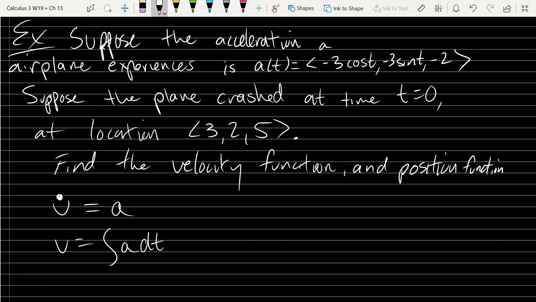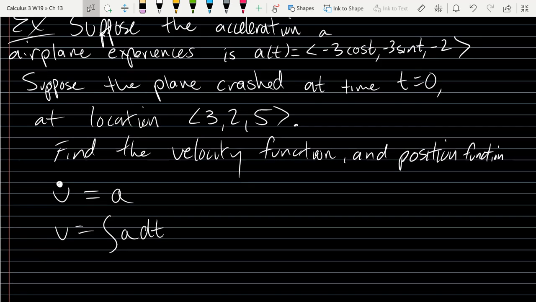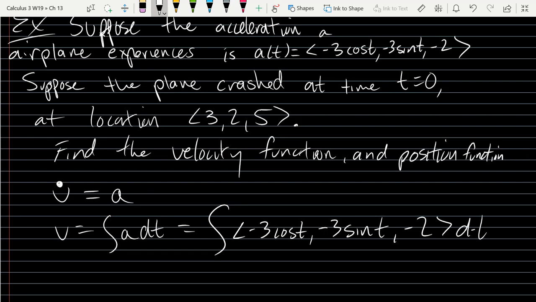We're also going to need to know a value for the velocity at some point in time, which I don't want to just make one up because it may not work out nicely. So we'll just compute the velocity with a constant, and then we'll figure out what would be a reasonable velocity from that. So let's go ahead and integrate the a of t function. So find the antiderivative, and you can find it the fast way. Just anti-differentiate each coordinate.